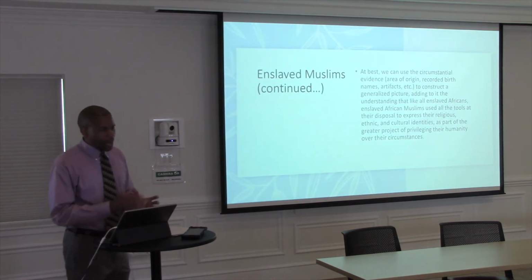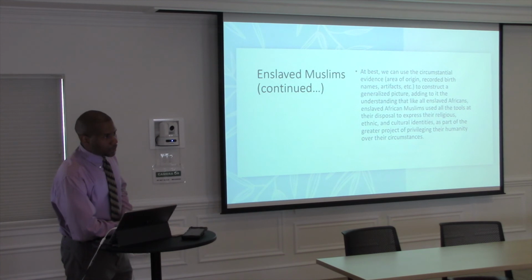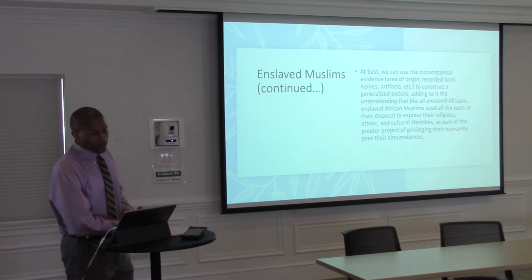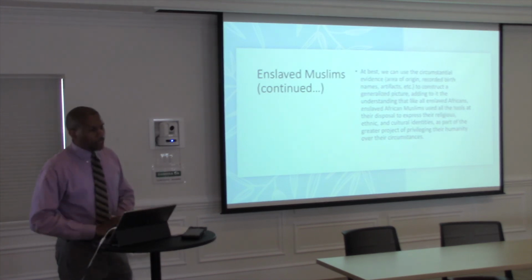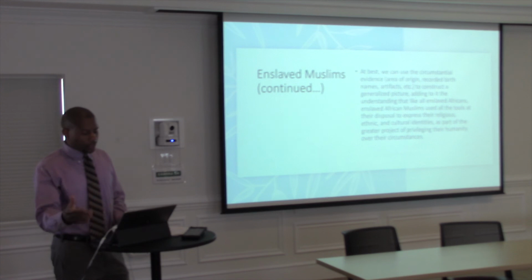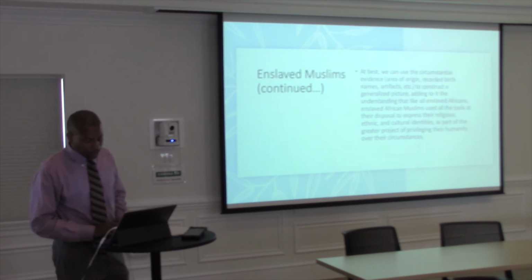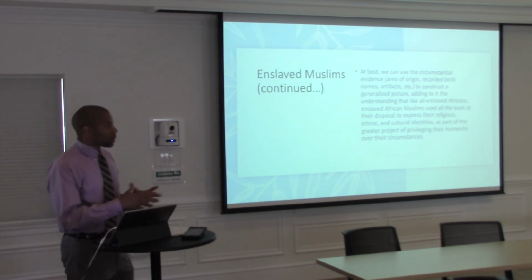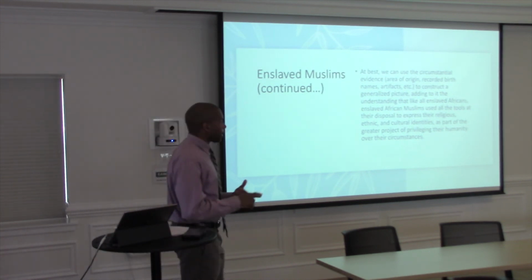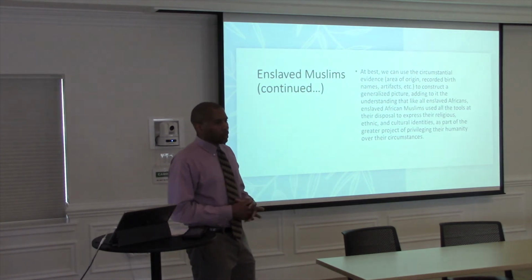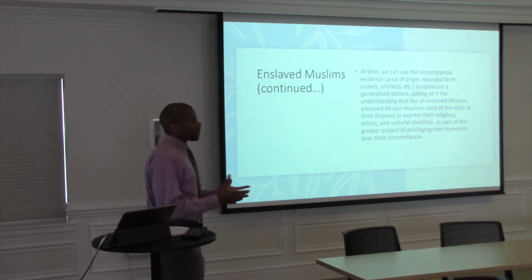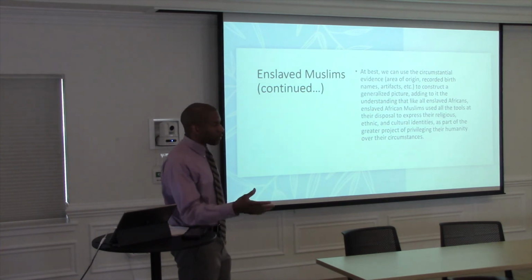So at best, we can use the circumstantial evidence, areas of origin, recorded birth names, right, artifacts that we may find to construct a generalized picture, adding to it the understanding that all enslaved Africans, including enslaved Muslims, used all the tools at their disposal to express their religious, ethnic, and cultural identities as part of the larger work of privileging their humanity over their current circumstances.